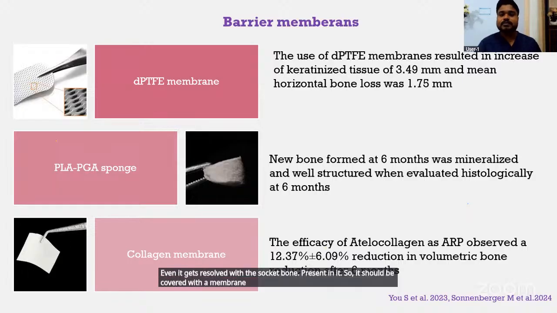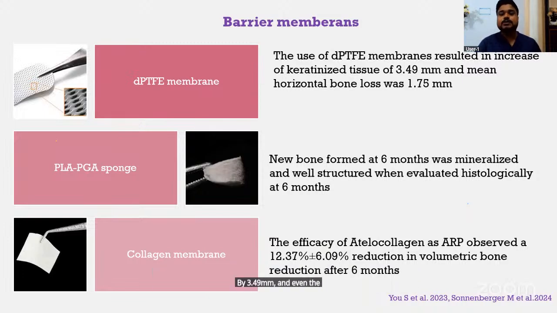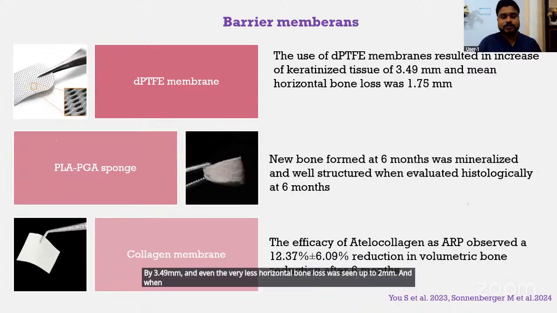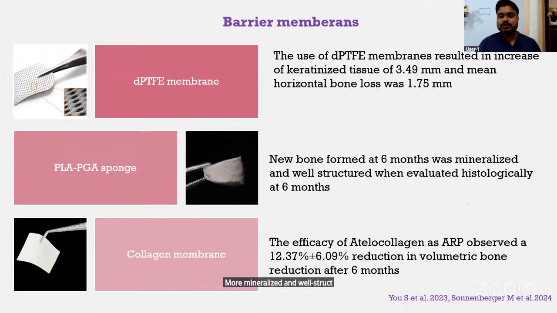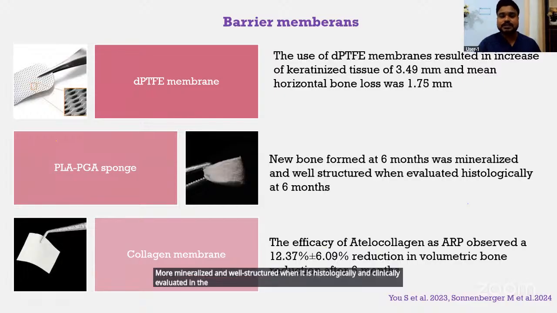When we use the PTFE membranes or the high density PTFE membranes, it resulted in preservation of the soft tissue, that is the keratinized tissue, by 3.49 mm, and very little horizontal bone loss was seen, up to 2 mm. And when the resorbable ones, PLA, PGA, or only PLA, are used, the new bone was more mineralized and well structured when histologically and clinically evaluated in the studies after 6 months.